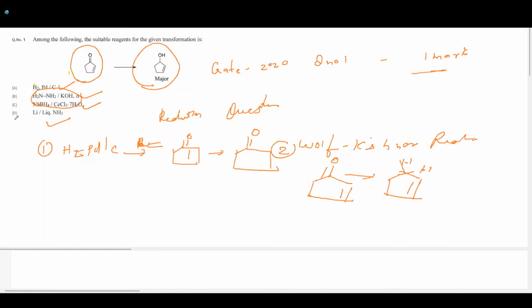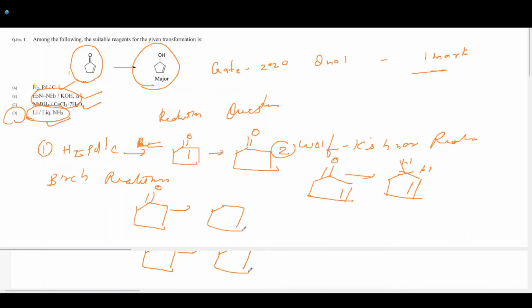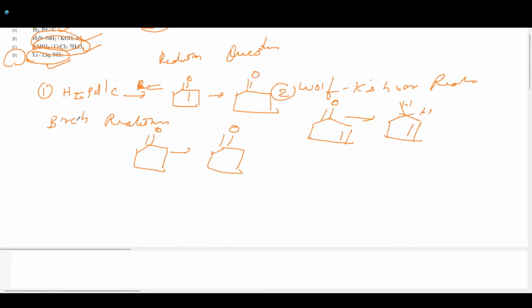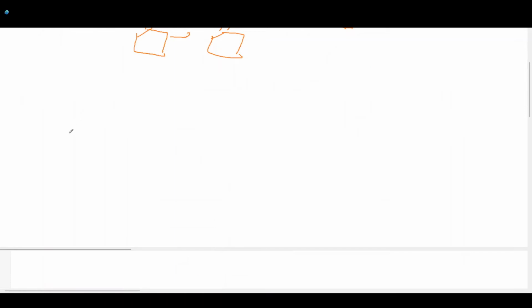Okay, leave C. Then we come to D, which is lithium in the presence of liquid ammonia. This is basically a Birch reduction. In Birch reduction, what happens? Your double bond will be reduced. So the answer will be somewhat like this. Whatever we left is NaBH4 and CeCl3 7H2O. NaBH4 and CeCl3 is basically a Luche reduction.